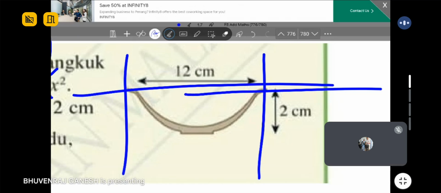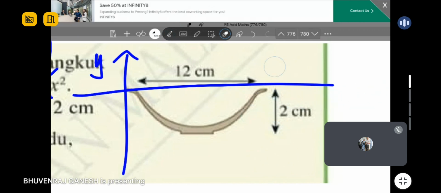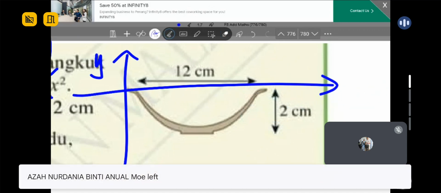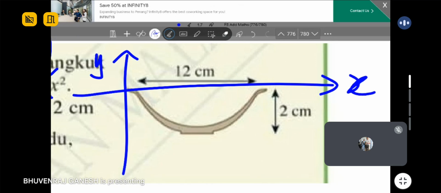Okay, so guys, based on the axis, right? Let's say I put it here. The current axis is somewhere here. So now, can you all tell me one coordinate you can find from this axis? Anyone? Apa satu coordinate yang kamu boleh dapat? High level lah guys. Think carefully. What is one coordinate from this diagram? Come on guys.